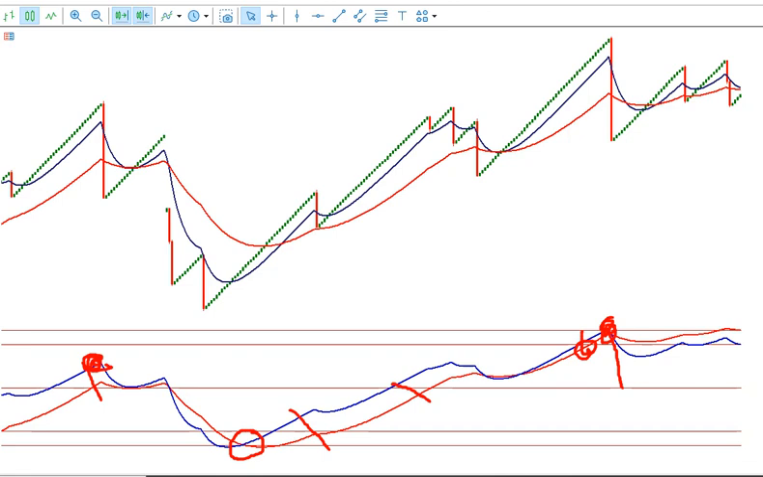So the best place for you to do is, as it touches 90, most especially the red, as the red touches 50, close your trade. By so doing, you have taken at least 15 candles, which is a successful entry point and a closing point.